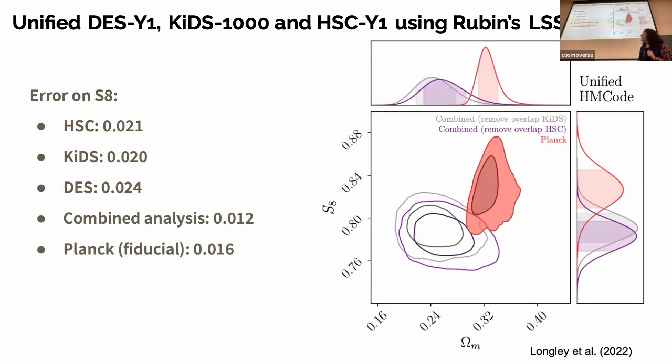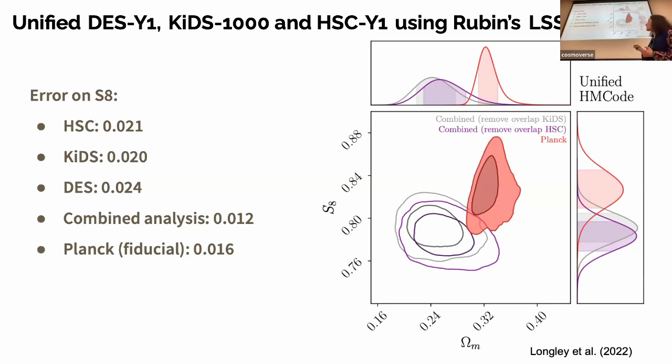Okay? And then they moved on to combining these. I'm showing one of their results for combining, how they managed to do that. This one is from the less conservative cuts, so having smaller error bars. And here you can see two different results: one is if you remove HSC from where KiDS and HSC have overlap, and the other one is if you remove KiDS from where they have overlap. These are the purple and the gray ones here, and then the Planck results are shown here as well.